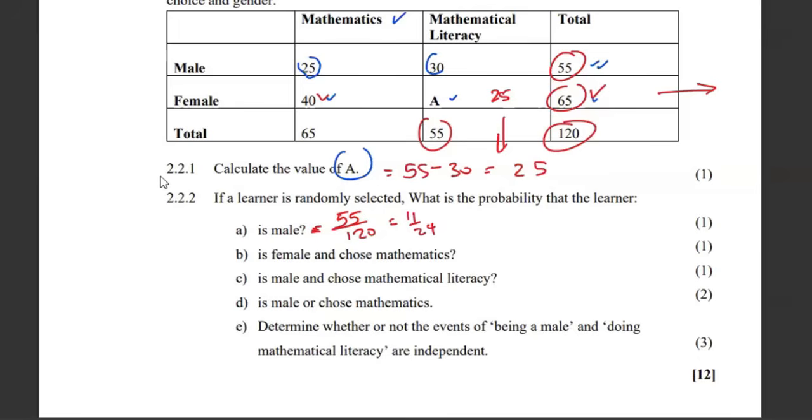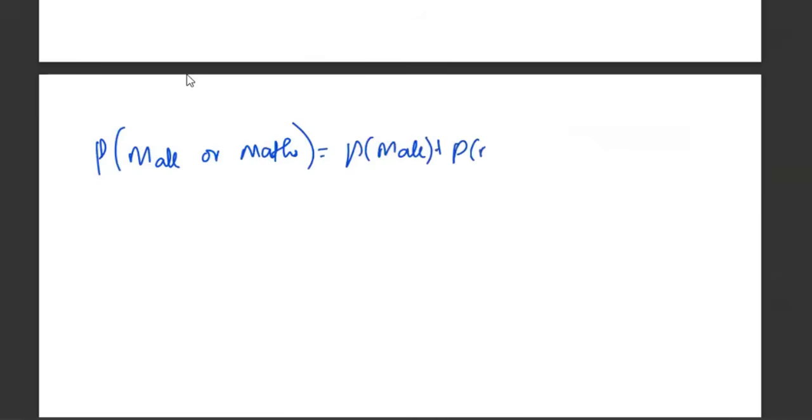Then a female that chose maths, it's 40 over 120, which becomes 1 over 3. A male with maths lit is 30 over 120, which is 1 over 4. And then a male or chose maths. Let's put it aside. A probability of male or chose maths. That's going to be probability of male plus the probability of maths minus the probability of male and maths.